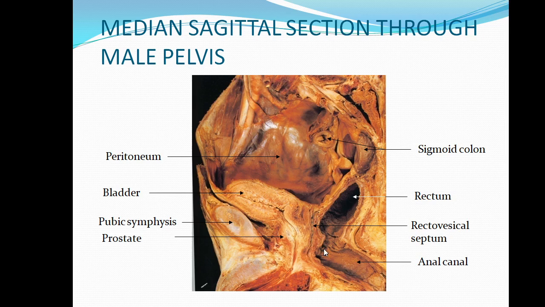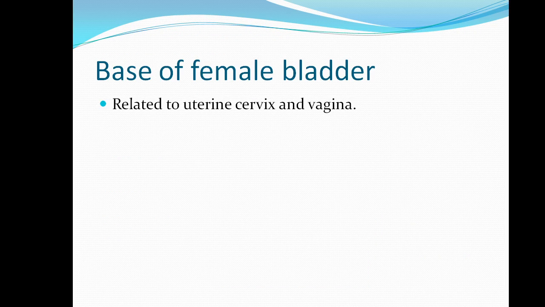Here you can see the anal canal. The bladder lies on the prostate. Here, this is the prostate. The base of the female bladder is related to the uterine cervix and the vagina.